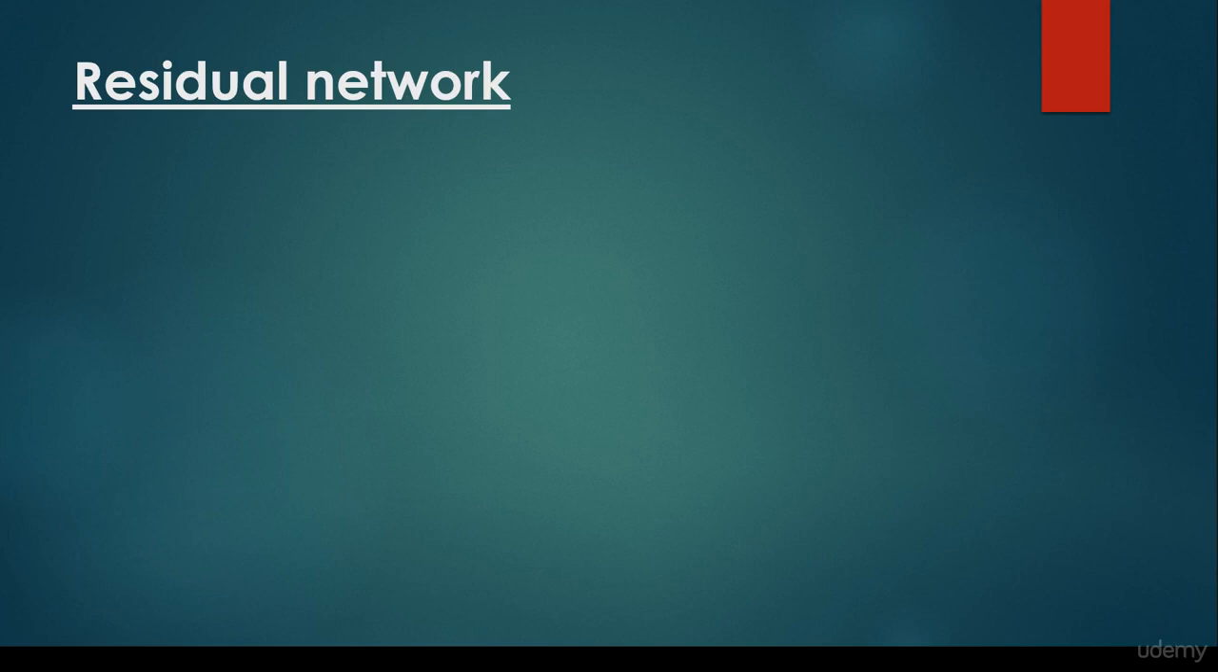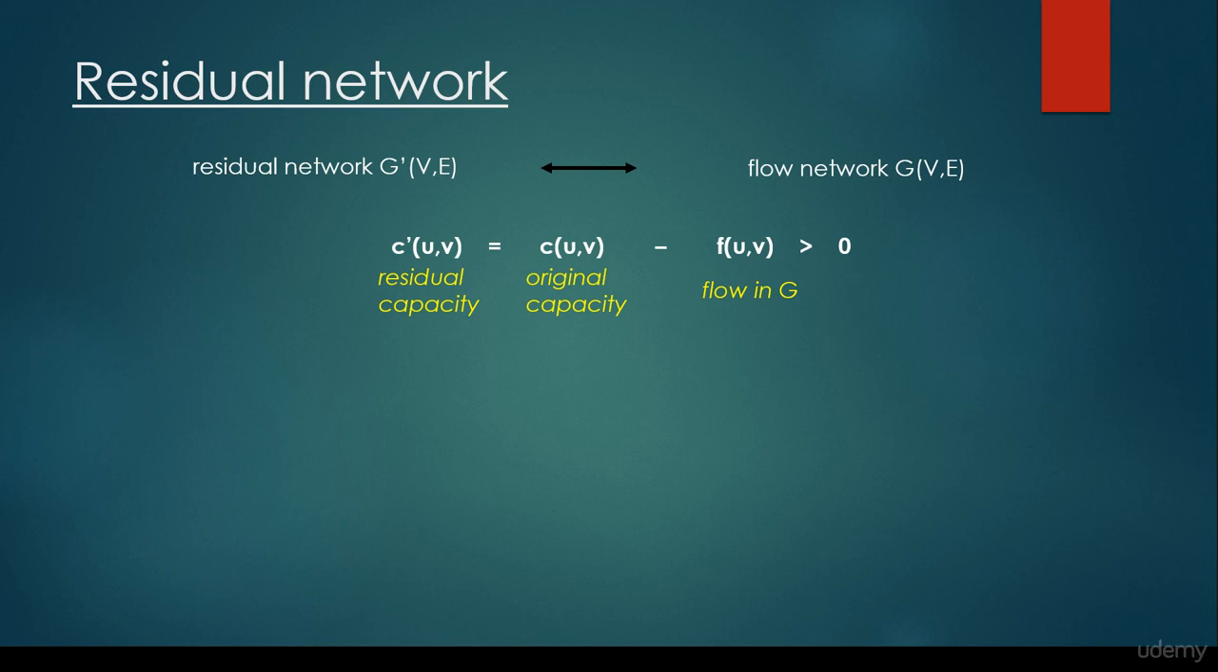Hi, in this video we are going to talk about residual networks, and basically this residual network is very important in the Ford-Fulkerson and the Edmonds-Karp algorithm. So let's get started.